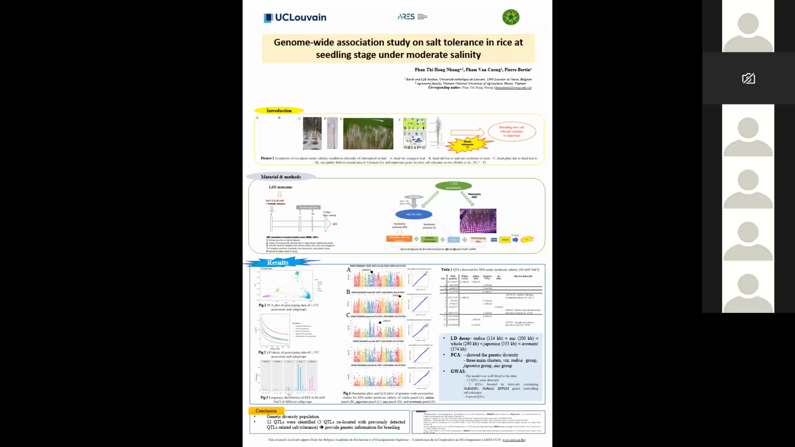So for the protocol, at the sowing time, I put different salinity levels, 0 and 60 millimole of sodium chloride, and renewed the solution after 7 days and 10 days. After 2 weeks, I evaluate the salinity tolerance by SES score. SES score means standard evaluation score, and we evaluate by score 1, 3, 5, 7, and 9. Among them, 1 is the most tolerant and 9 is the most sensitive.